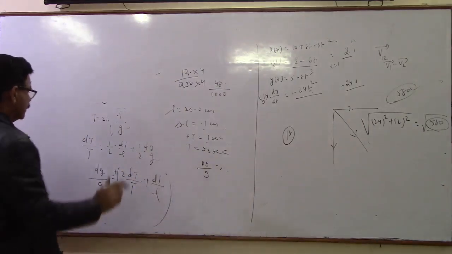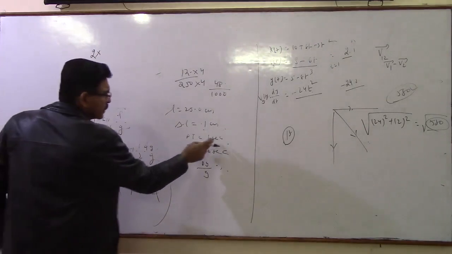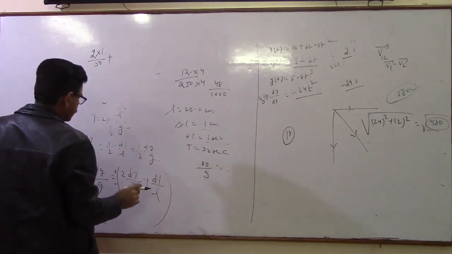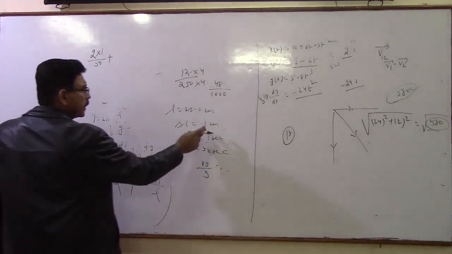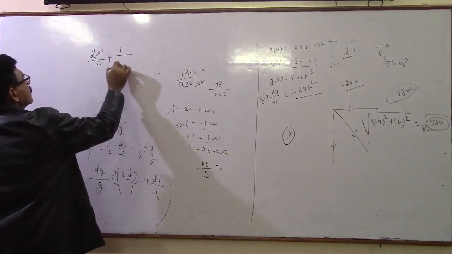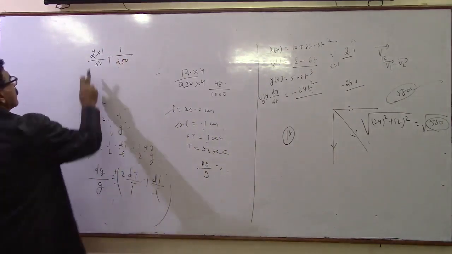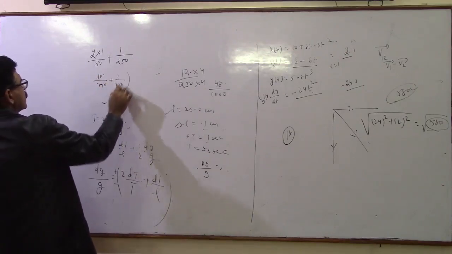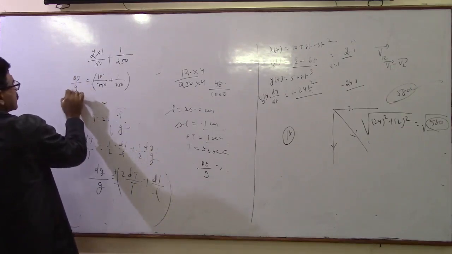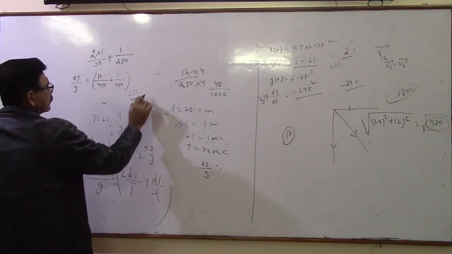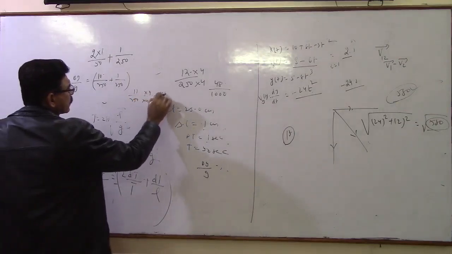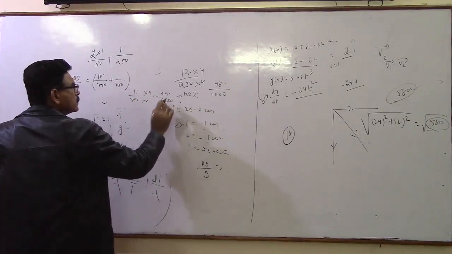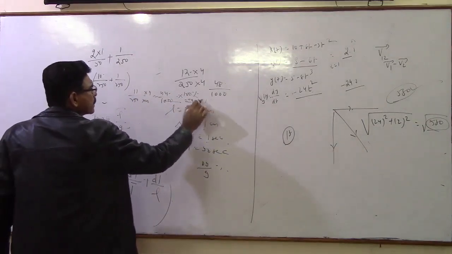2 times delta t by t, delta t is 1 second, by 50, plus dL by L, so dL is 0.1, so this is 1 by 250. If I multiply the first term by 5, I get 10 by 250 plus 1 by 250 equal to delta g over g. So that's 11 by 250, into 4 over 4, this becomes 44 by 1000. Now if you write this in percentage, multiplying by 100, you get plus minus 4.4 percent.